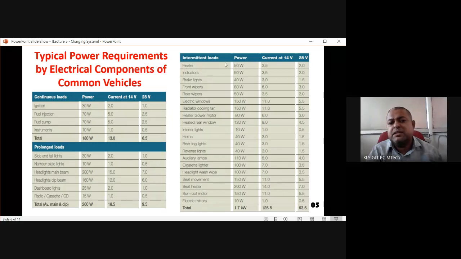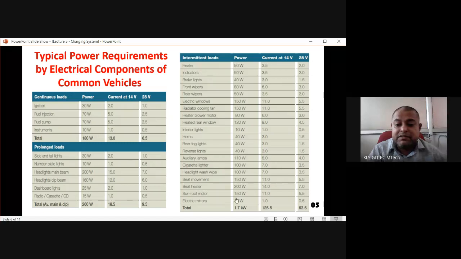So all these things you can check, and there is a power requirement, and the total power requirement is 1.7 kilowatt. But this is not continuous. At certain times it is required. So if you are using a 14 volt source, the total current requirement is 125.5 amperes for all these things. So at peak, if I ask you, everything is operating at any condition, how much will be the power required at that time from the source?